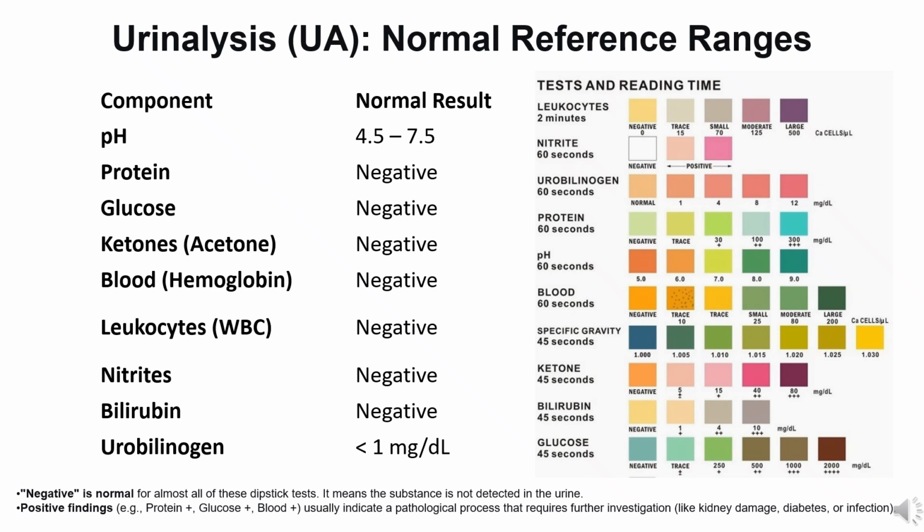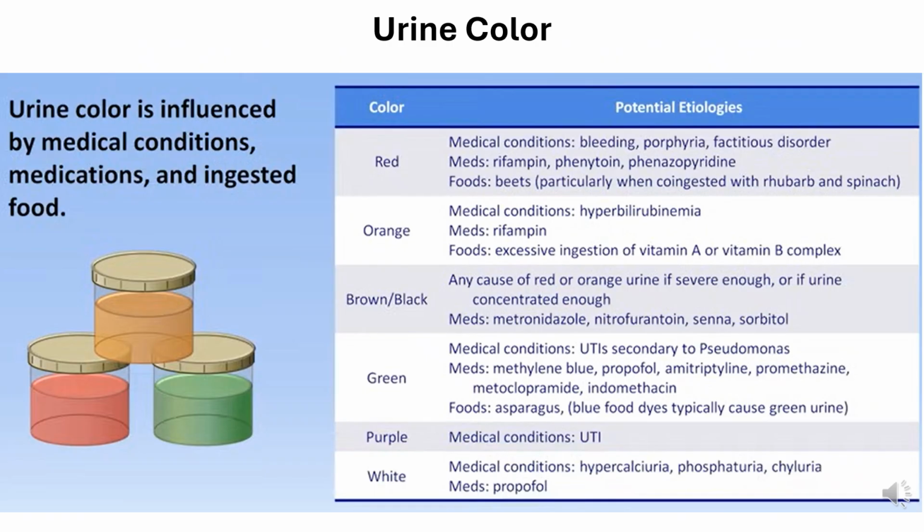Negative is normal for almost all of these dipstick tests. It means the substance is not detected in the urine. Positive findings, e.g., protein plus, glucose plus, blood plus, usually indicate a pathological process that requires further investigation, like kidney damage, diabetes, or infection.